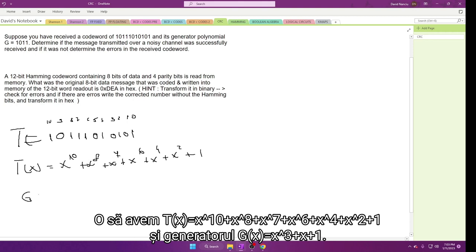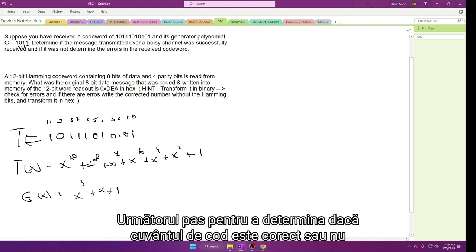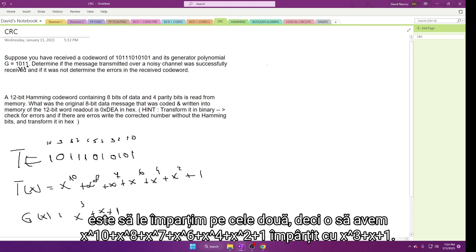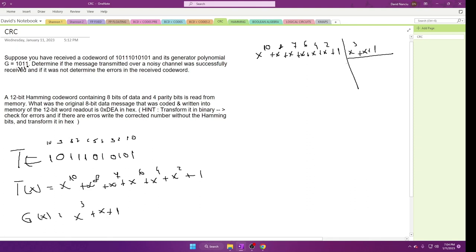And the generator, here it's 0, 1, 2, 3, which is x at 3 plus x plus 1. Next step, to determine if the code word is correct or not, we'll divide those two. So we'll have x at 10 plus x at 8 plus x at 7 plus x at 6 plus x at 4 plus x at 2 plus 1 divided by x at 3 plus x plus 1. Alright, it will give us an x at 7. Multiplying this, we'll get x at 10 plus x at 8 plus x at 7.